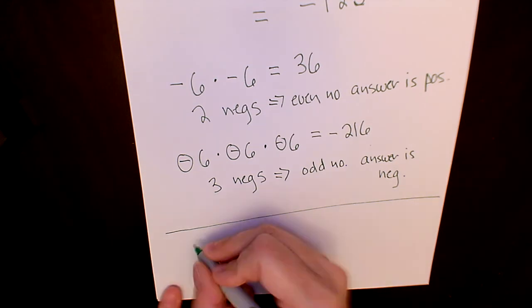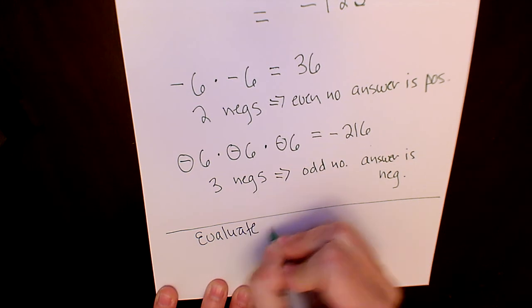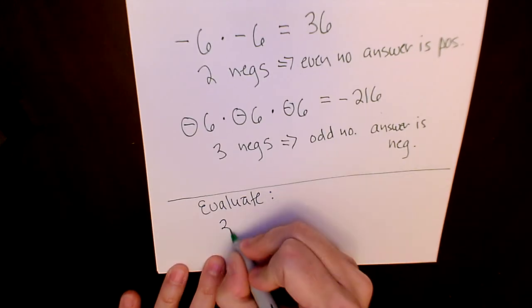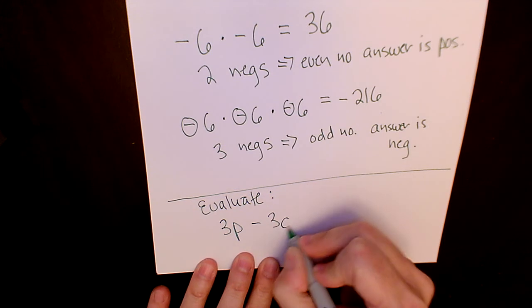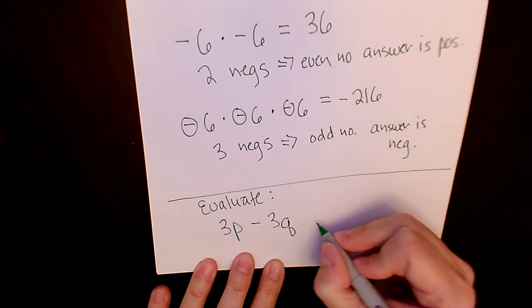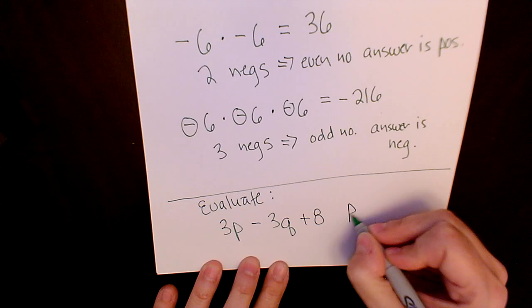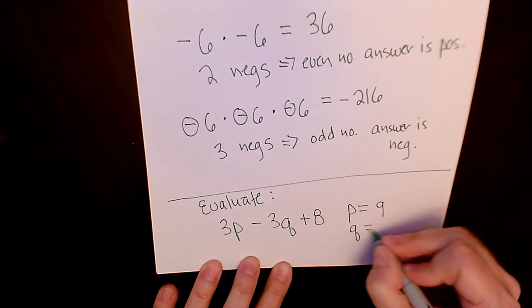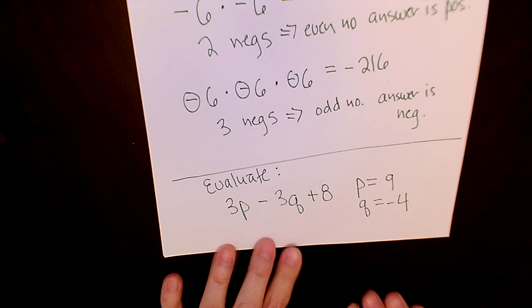And the last thing I'm going to do is evaluate. And we did this in the last section. I want to evaluate 3p minus 3q plus 8, where p is 9 and q is negative 4.